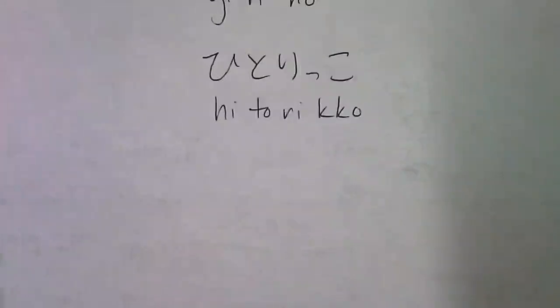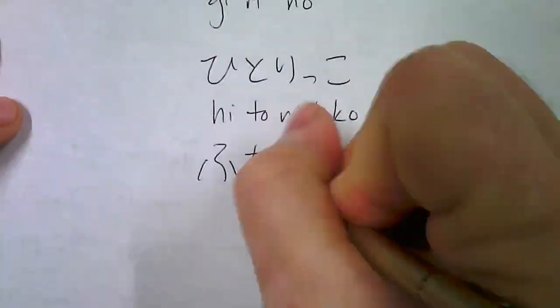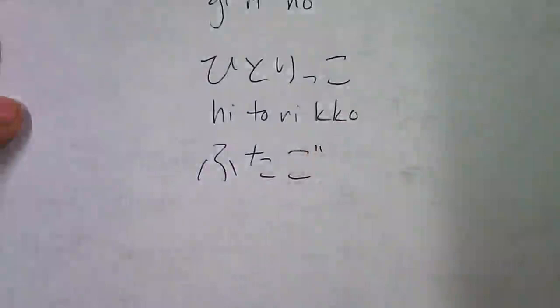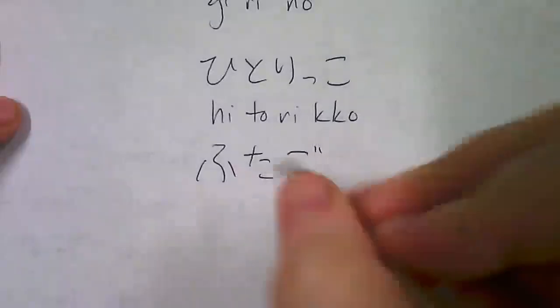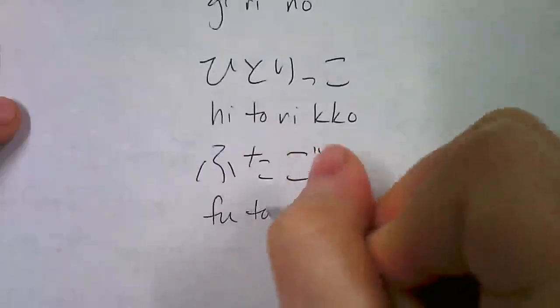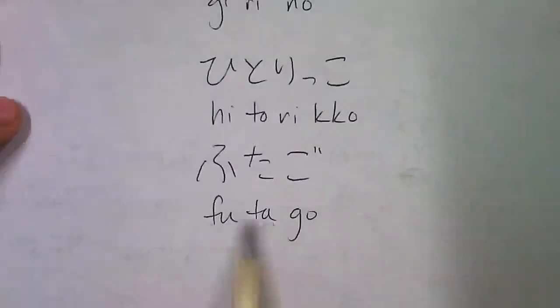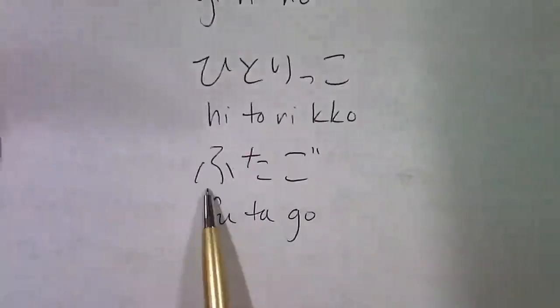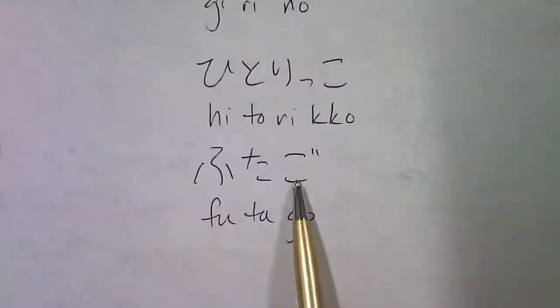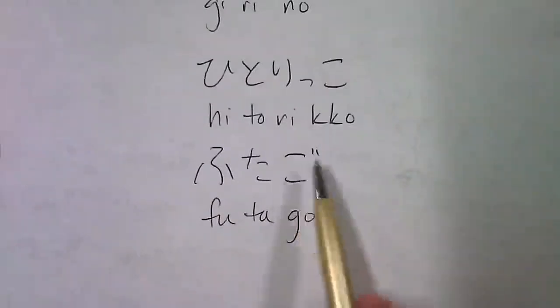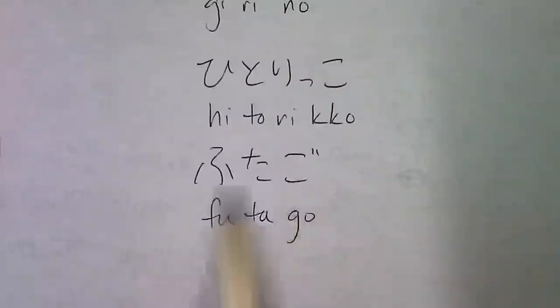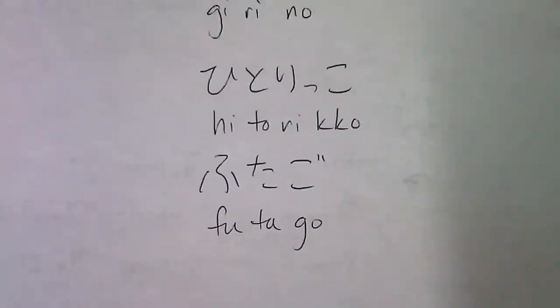Oh, and if you want to say twins, you say this. Futago. Futa, like from futari, which is two people, and go from this ko, it just gets a ten when it's added as a compound word, and we get futago for twins.